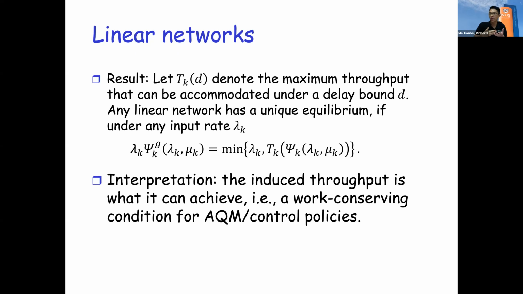So this actually carries a physical meaning. It gives a so-called work-conserving condition that restricts the active queue management or control policies at the resources, so that they're not allowed to artificially drop packets, right? So that they're not failing to achieve the maximal throughput that can be accommodated. So we do need some kind of condition. If we can arbitrarily use any policies, then there might be multiple equilibria. But this shows that as long as the control policy is work-conserving, uniqueness can be guaranteed.